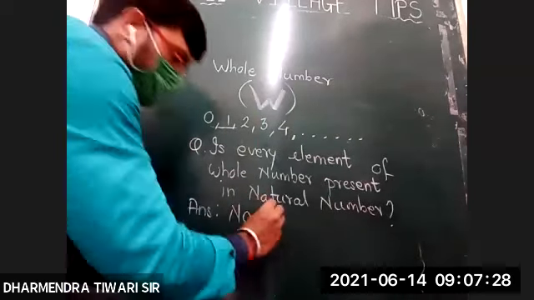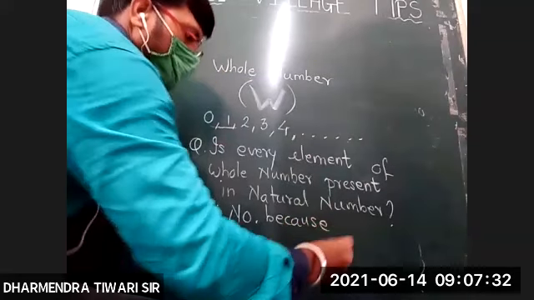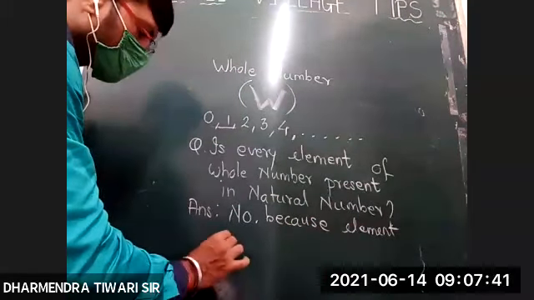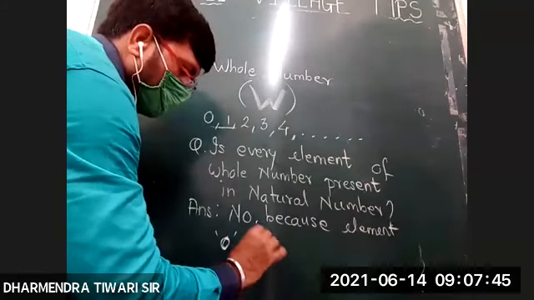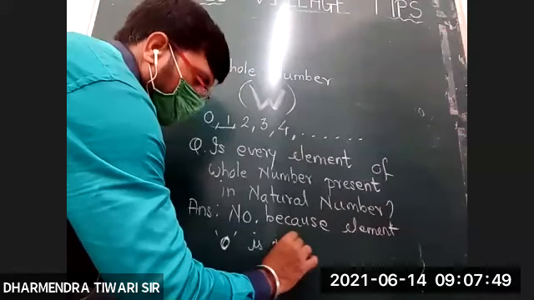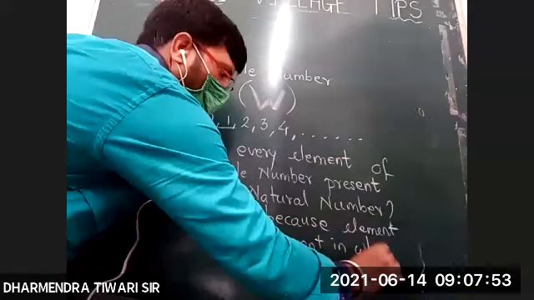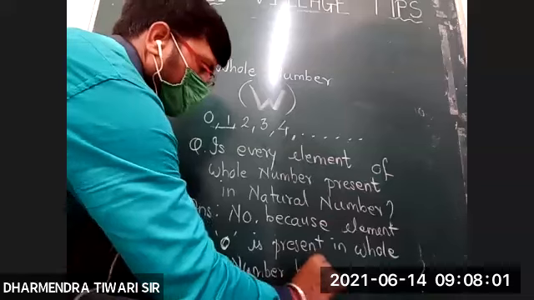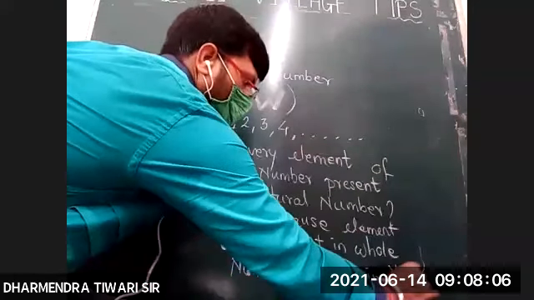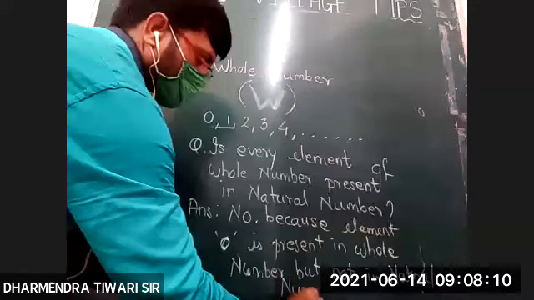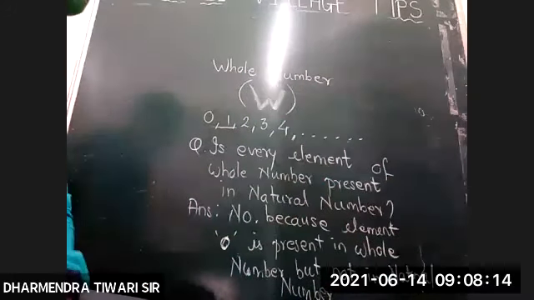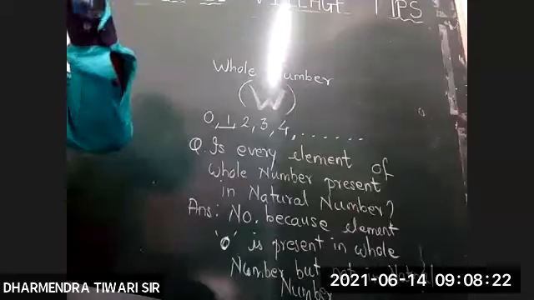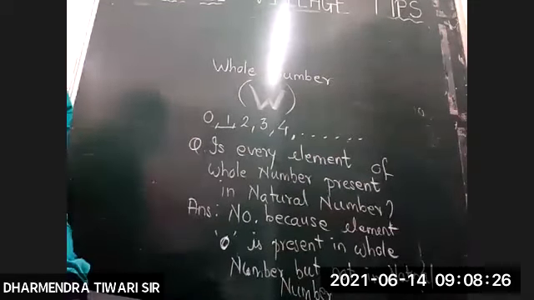No, because the element 0 is present in whole numbers but not in natural numbers. So this is the answer. And from this we understood that every element of natural numbers is in whole numbers. Okay, good. So this we have studied in our 8th class.